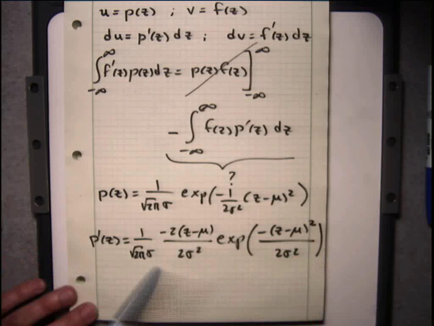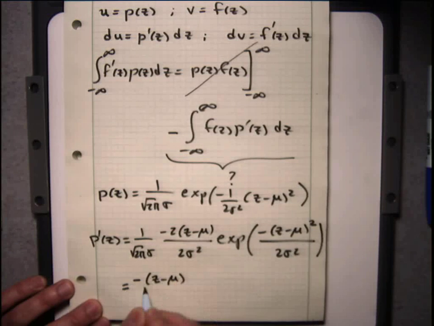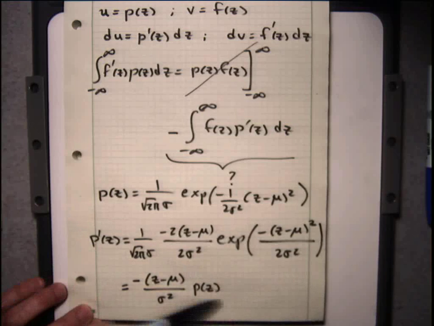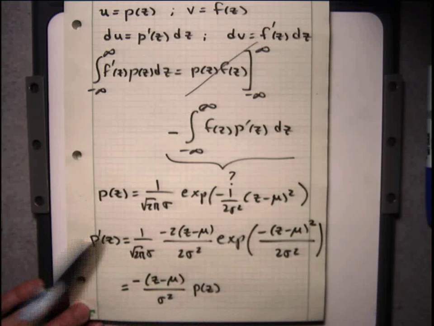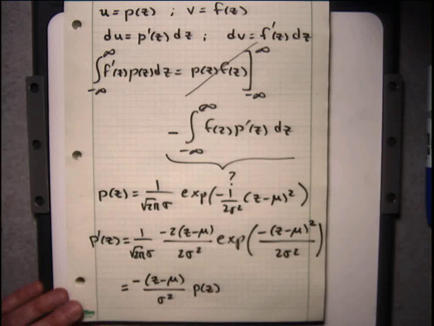And what's neat about this is that when you differentiate a Gaussian, you get a Gaussian back with something in front of it. So this becomes minus z minus mu divided by sigma squared times p of z. The derivative of p gives p back with this thing in front of it. In fact, this is a general property of the Gaussian. If you differentiate it a second time, you get p of z again with a quadratic in front of it, and so on. These are called moment-generating polynomials.